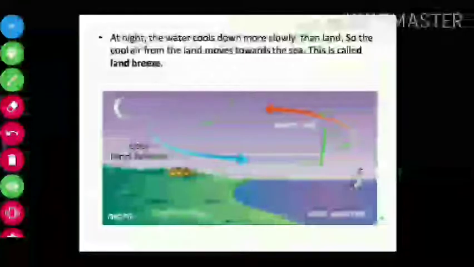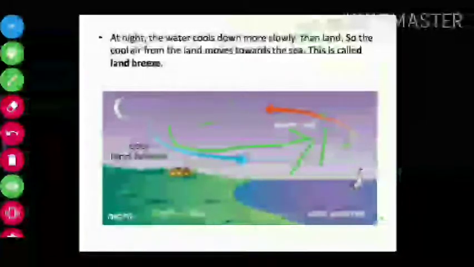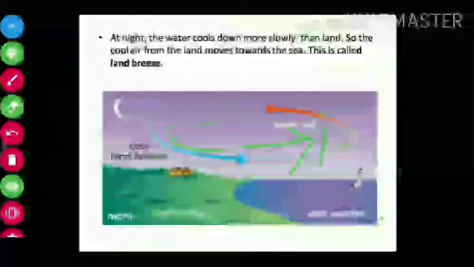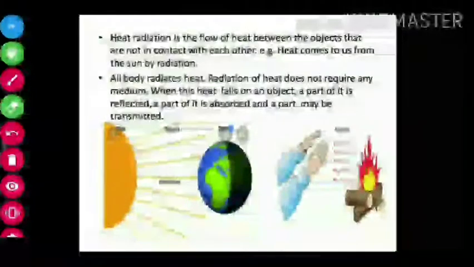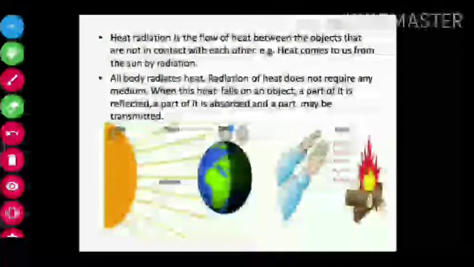So the cool air from the land will move towards the sea, and this cool air from the land which is moving towards the sea is called land breeze. So this is about land breeze. So land breeze will happen during night time. This is about convection.